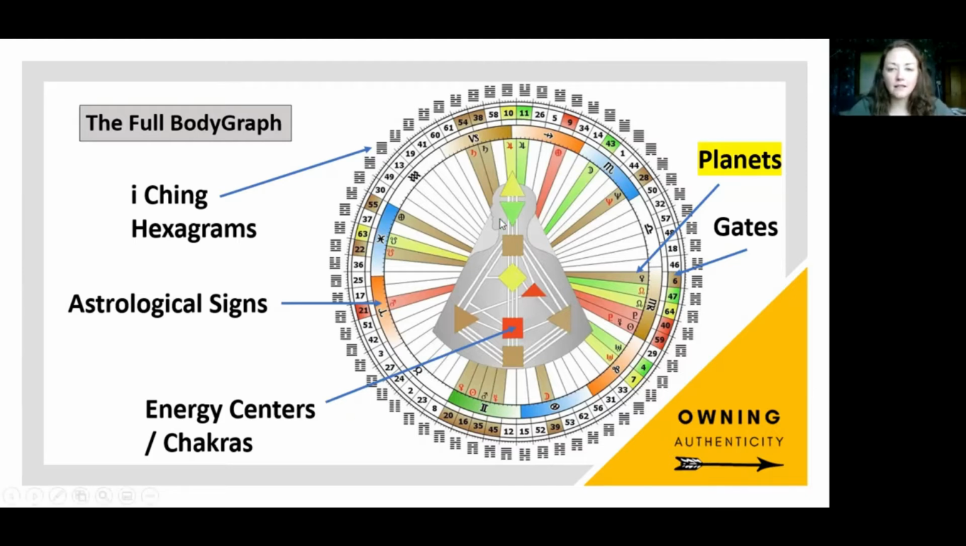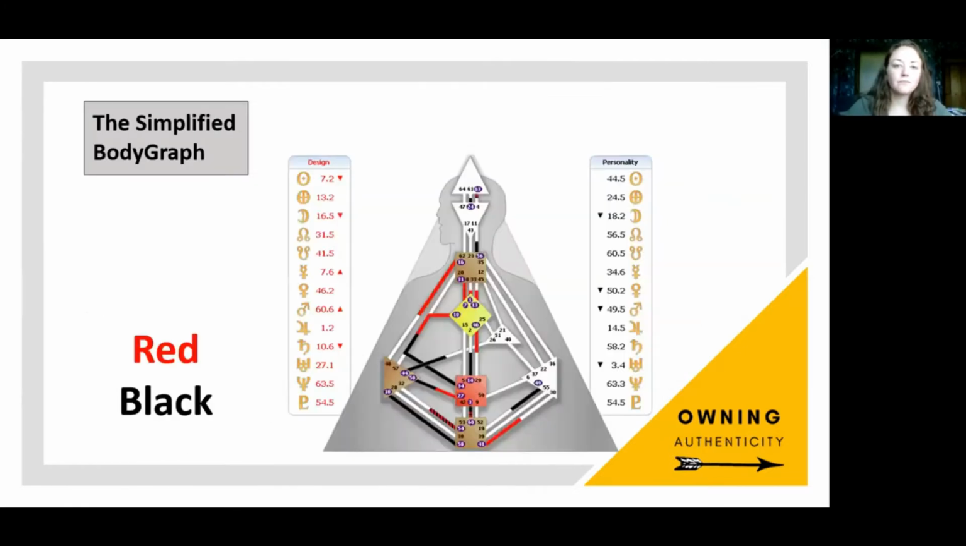And then inside the body graph itself are the energy centers or the chakras that they're modeled after. The simplified body graph has just this piece right here. So if you did get your chart from the site I sent you to, this is what your chart looks like.